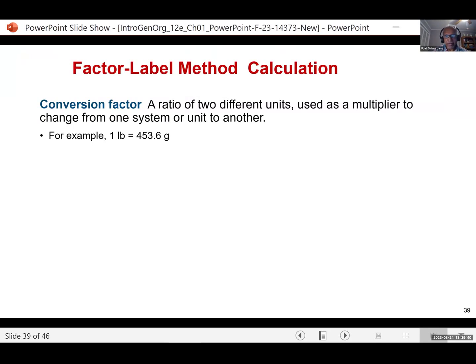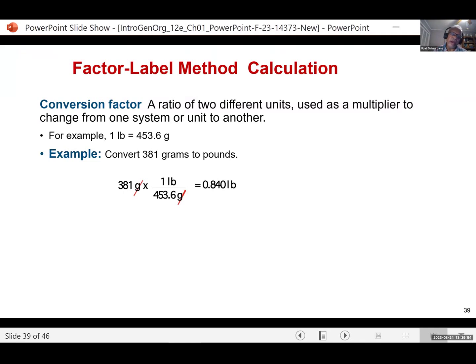Converting pounds to grams is one conversion factor: 1 pound is 453.6 grams. Convert 381 grams to pounds. So you line up the calculation based on the factor label method. This is called the factor label method. You do the calculation for the number, and we also cancel out the units, and then grams are converted to pounds, just like pounds were converted to kilograms.